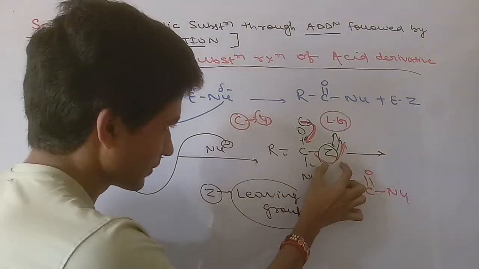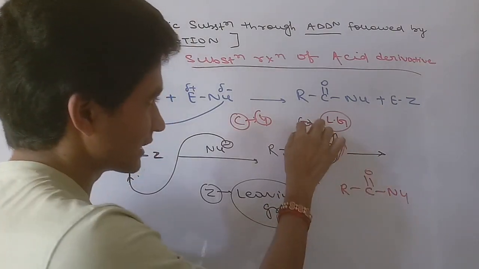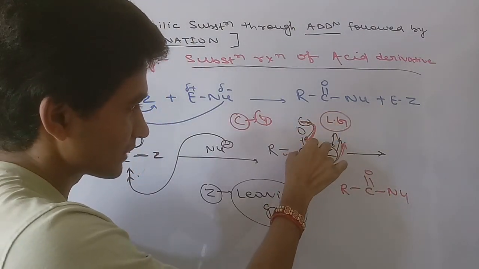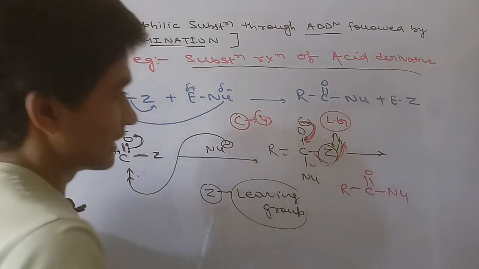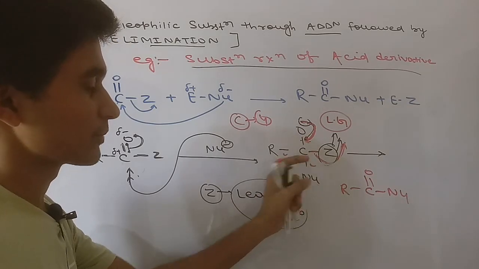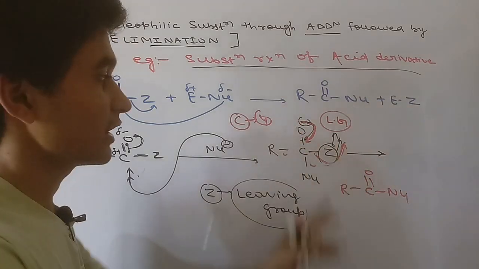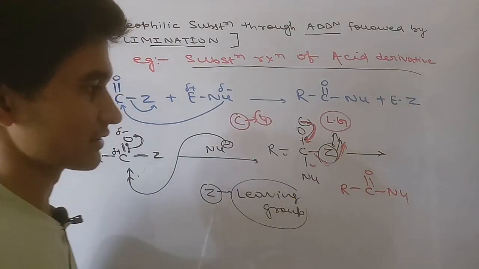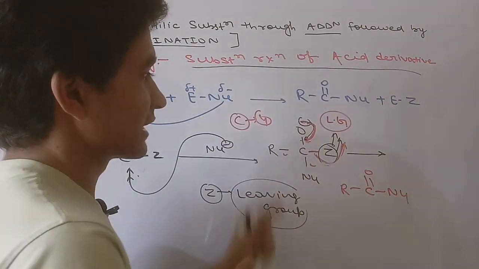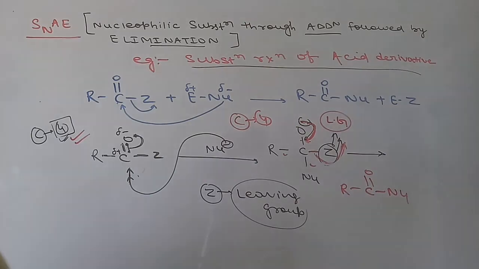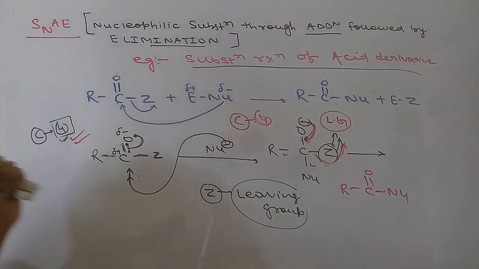If Z is a leaving group, then it will leave, and oxygen can form a double bond with carbon as earlier. But if Z is not a leaving group, then oxygen cannot form a double bond with carbon. Oxygen has to find another way to remove its charge. Now we are going to find what that other way is. This is the basic idea.